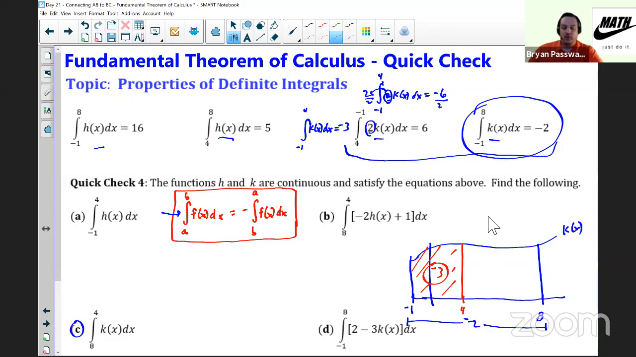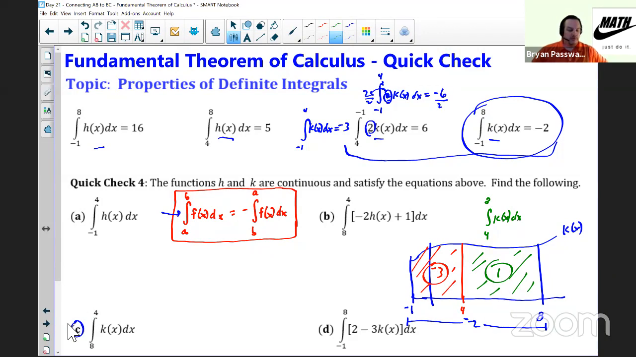Now I know the integral from 4 to 8, right? The remaining piece, this piece right here, well, these two have to add up to equal the total, right? The total area has to be the sum of the parts. And so if this piece is -3 and the total is -2, that's going to force this other part from 4 to 8 to be 1. -3 plus 1 is going to give me a total of -2.